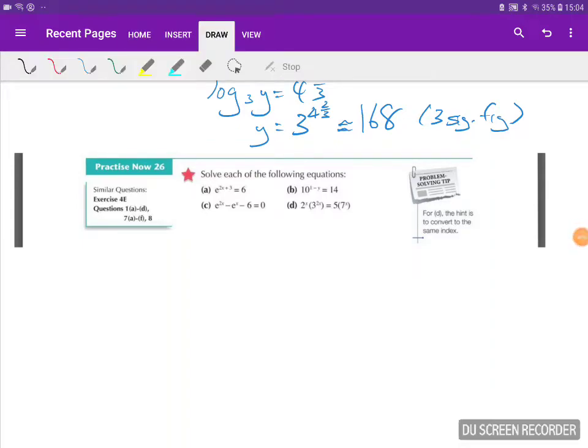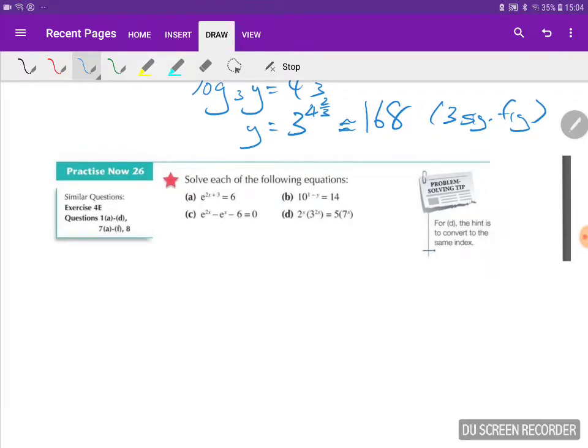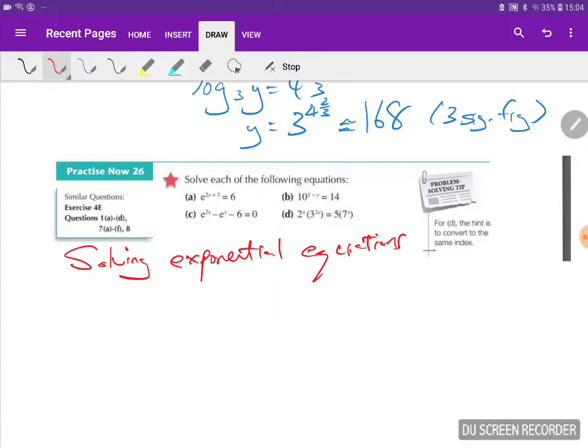Okay, now let's look at practice now 26. For practice now 26, you can see that we are not solving logarithm equations again. We are looking at exponential equations. So this practice now 26 is about solving exponential equations using logarithms. Okay, now let's look at part A.